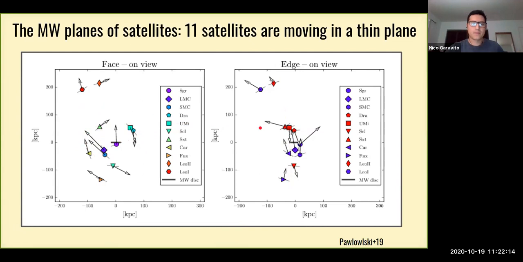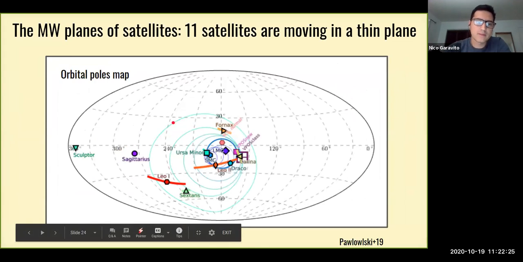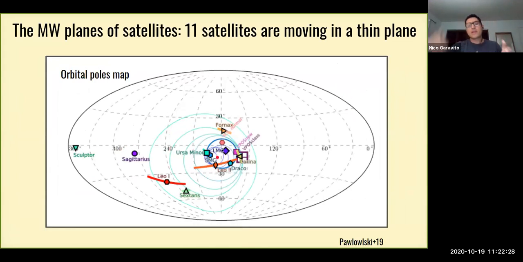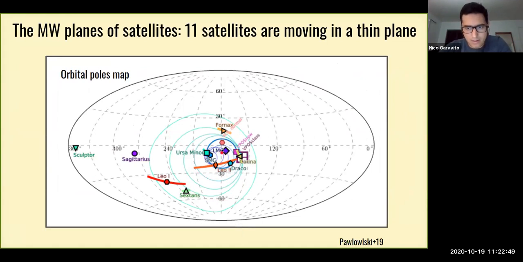So what's going on? Another way to illustrate this is if you plot the orbital pole. This is the direction of the angular momentum in galactic coordinates. You get this map, the orbital poles map. Basically, because the satellites are rotating in a disk, the direction of the angular momentum is almost the same. So in this plot they're kind of clustered. You see that most of the satellites have the orbital pole in this region. It's very interesting that the LMC is kind of in the middle of that circle of orbital poles.